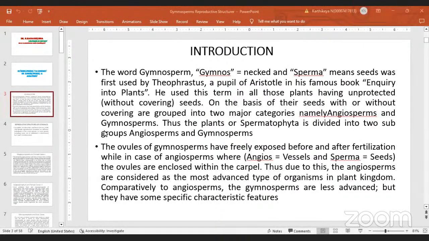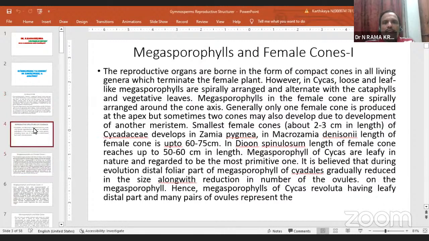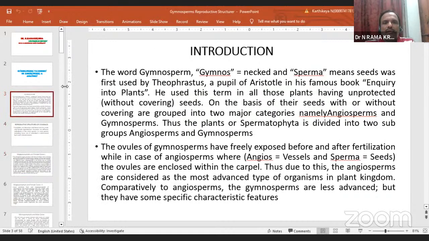Yes, today we are going to discuss male and female gametophytes, the development of male and female gametophyte. Already you know very well the word gymnosperms. Here I am sharing one slide.